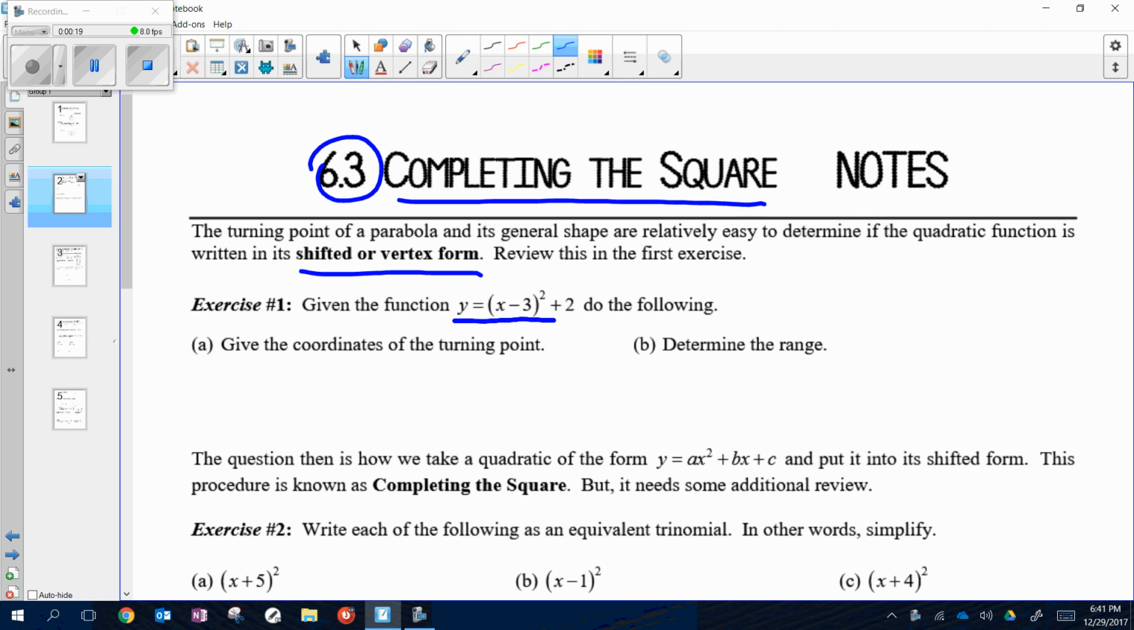So when you look at something that's written in that form, vertex form, you should be able to tell me where the turning point or vertex is. And you should be able to determine the range.